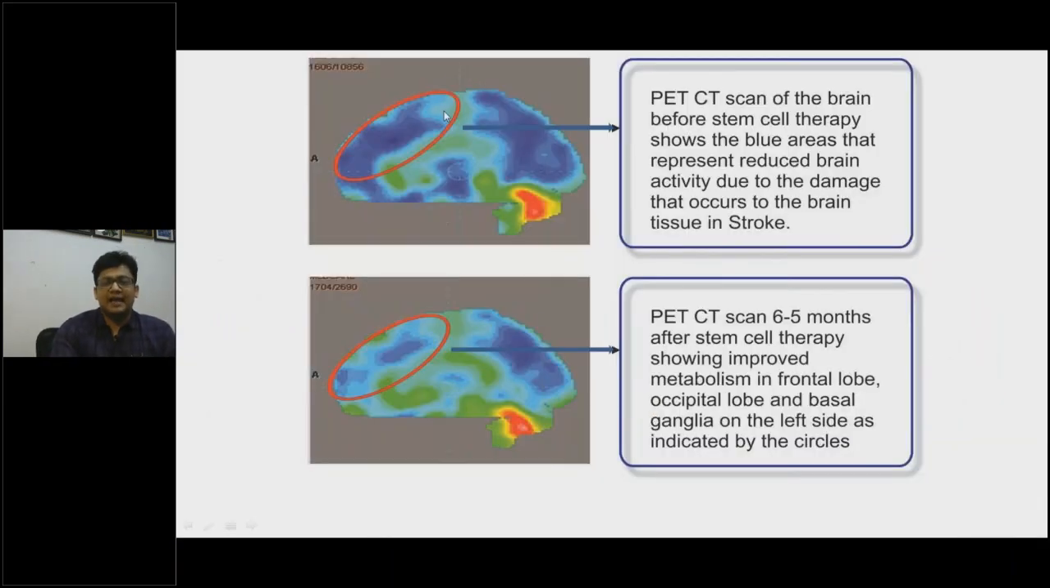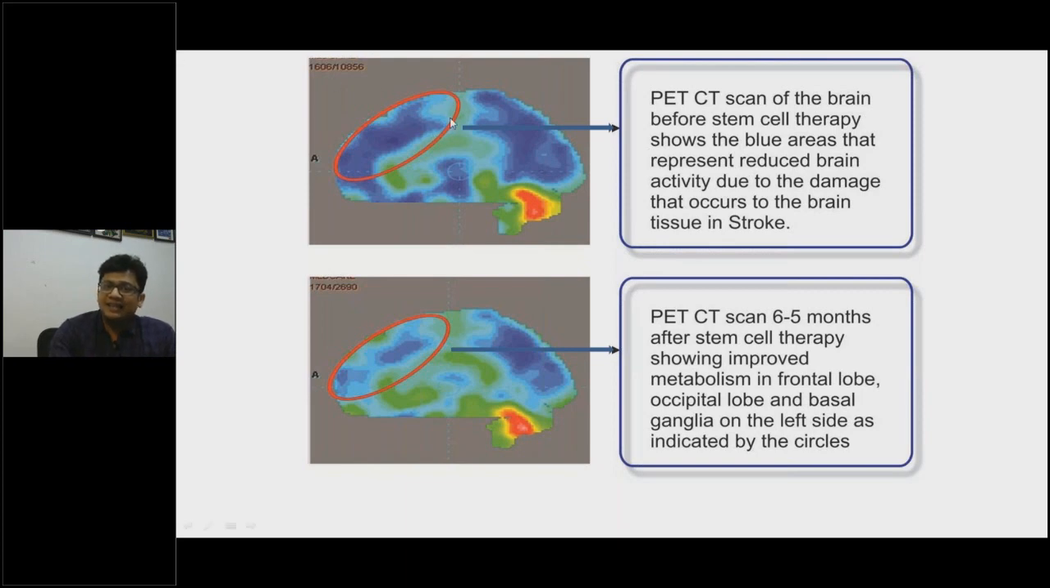Now comes to the PET scan. When we do stem cell therapy, before stem cell therapy, we do a scan known as PET scan of the brain, PET CT of the brain. It tells the brain metabolism, which area is functioning, whether the area is functioning appropriately or not, whether the area is functioning less or more or normal.